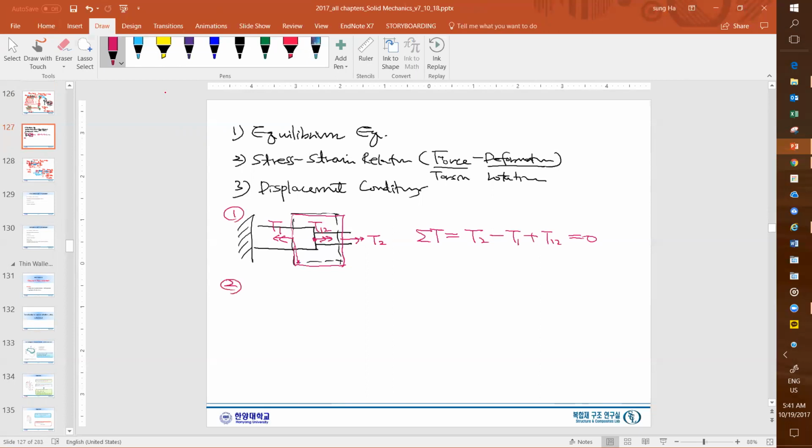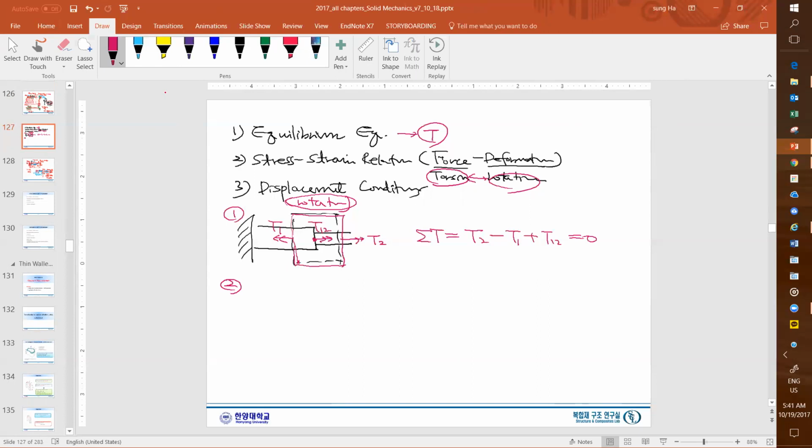And second is the stress-strain relation, or you can say torsion-rotation relations. As you can see here, equilibrium applies to a torque, right? This is a torque, and here is the torque and rotation, and displacement in this case is a rotation condition. So torque and rotation relations, and there is a rotation condition, right? Everything is connected together. Now, the second step is the torsion rotation.